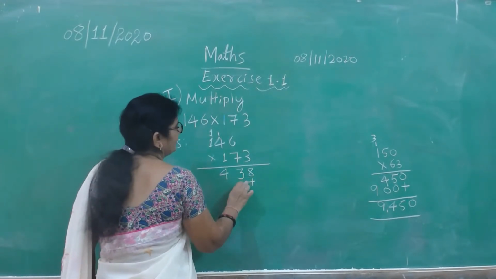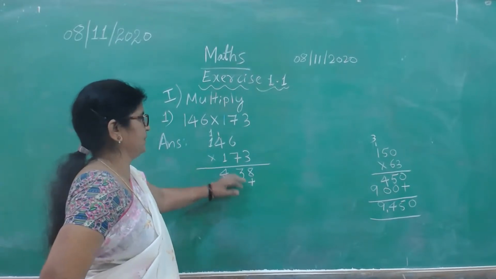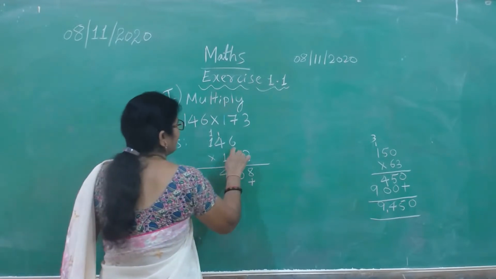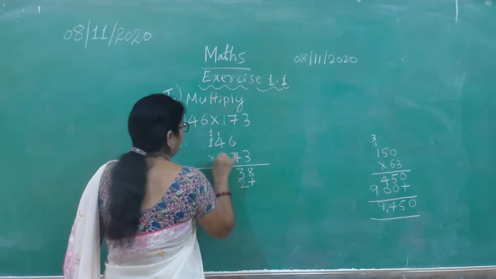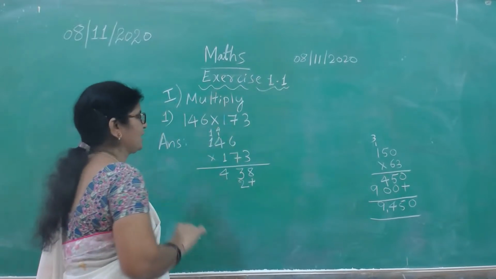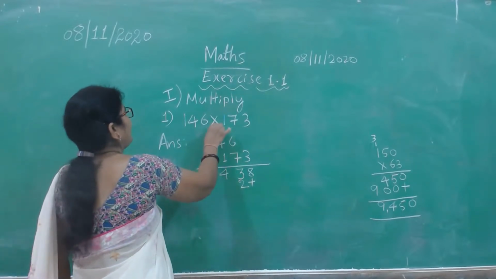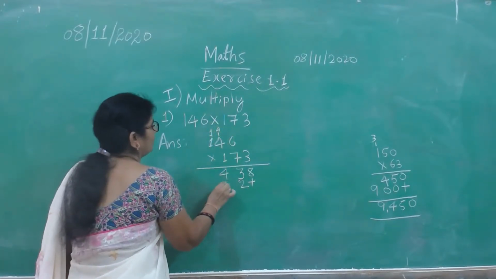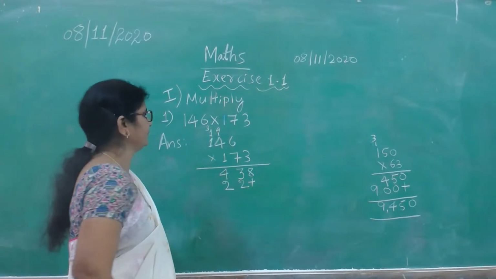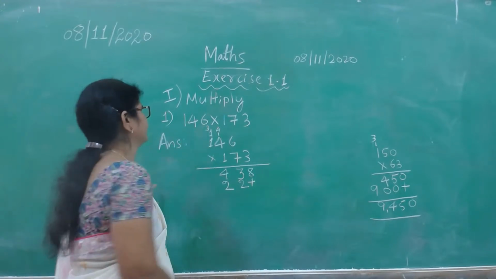You write a plus sign in the second row. 7 6s are 42, carry 4. 7 4s are 28, 29, 30, 31, 32. Here carry 3. 7 1s are 7, 8, 9, 10.